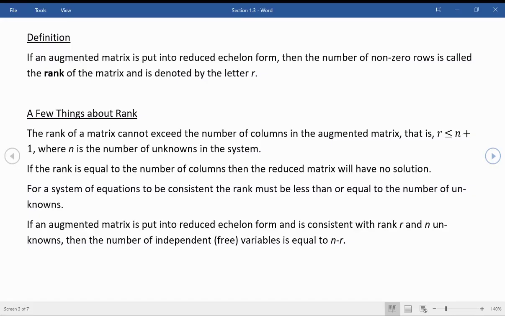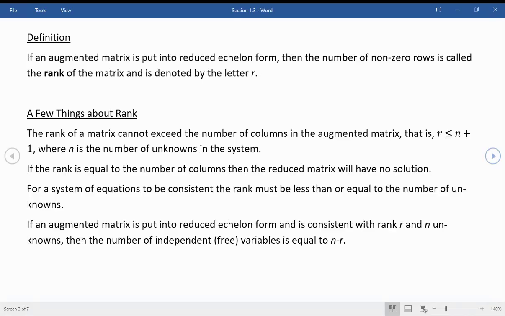Our second result says that if the rank is equal to the number of columns, then the reduced matrix will have no solution. So this particular statement is not all that useful for us at this time, since we would not necessarily know the rank until we've reduced the matrix anyway, at which time we could easily determine that there's no solution. Our third result says for a system of equations to be consistent, the rank must be less than or equal to the number of unknowns. Again, this statement is not immediately useful since we don't know the rank until the matrix has been reduced.